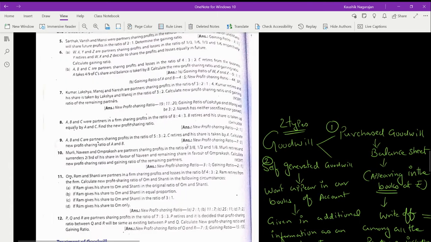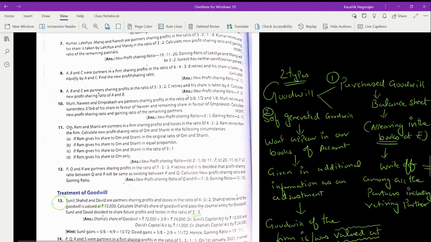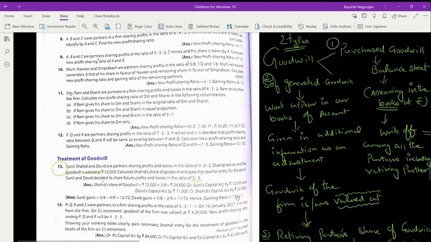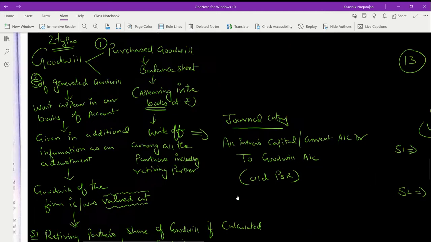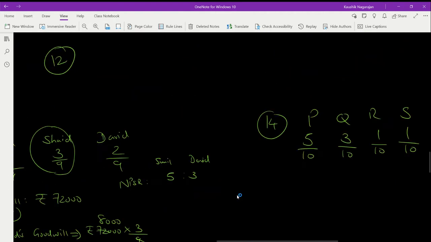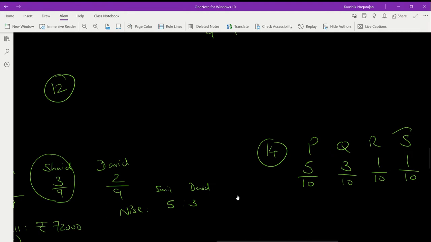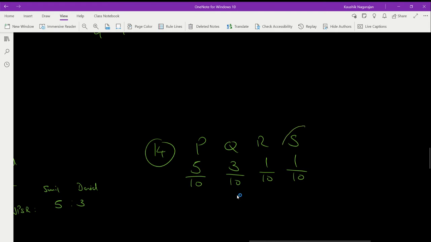Now check in the question: who is retiring from the business? It was mentioned in the question that on 1st of January 2021, S is retiring from the business. So the retiring partner is S. We need to calculate S's share in the firm's goodwill. Please be very careful. What is his share of goodwill? We need to find out the goodwill of S.